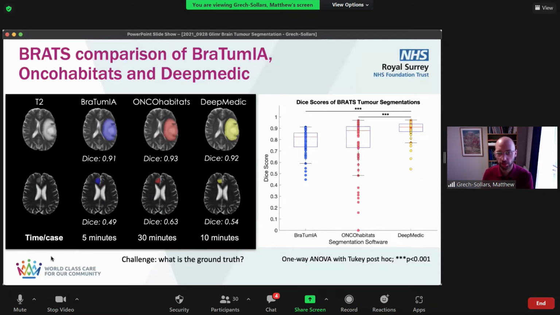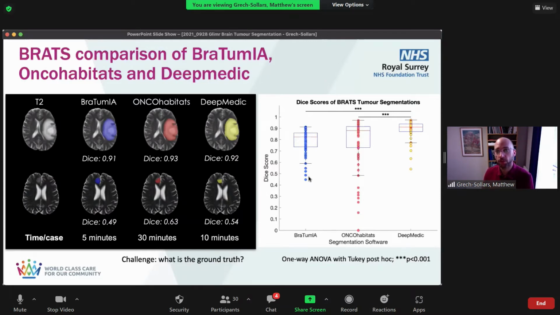I'll describe that again a bit later in terms of the main challenges. The other thing I wanted to point out is that the time it takes for each case is slightly different for each software. Bratumia was the GUI interface. It doesn't use CNNs, so we'd expect it to be a bit shorter in terms of processing time. OncoHabitats is online, so it took 30 minutes, and for DeepMedic we were using Google Colab, so with GPU access, it was taking 10 minutes. I'd imagine it would take longer on a standard desktop, but that's not something we've tried.